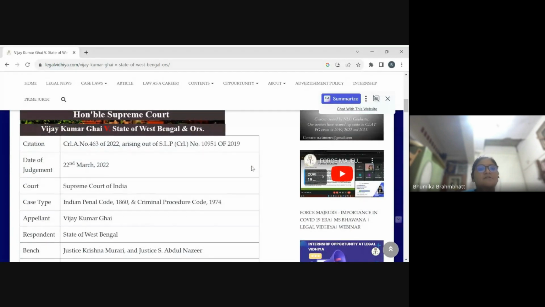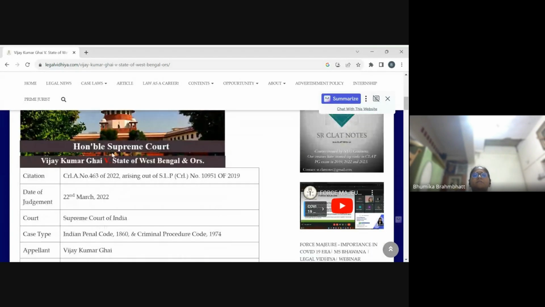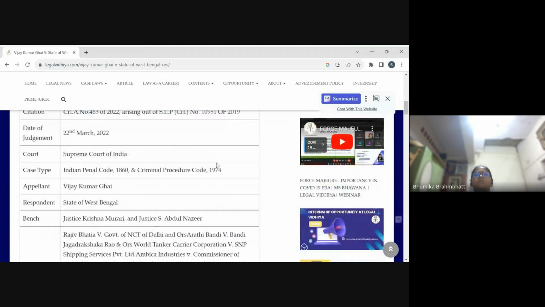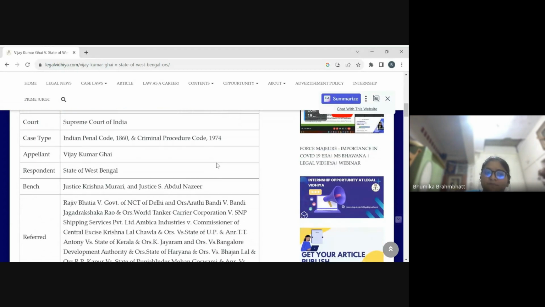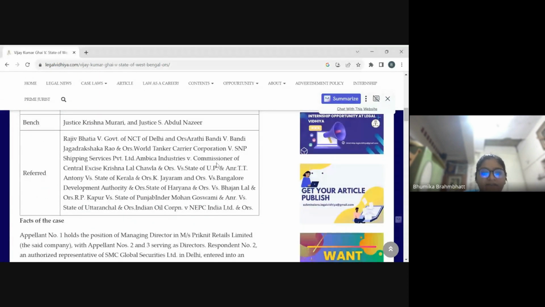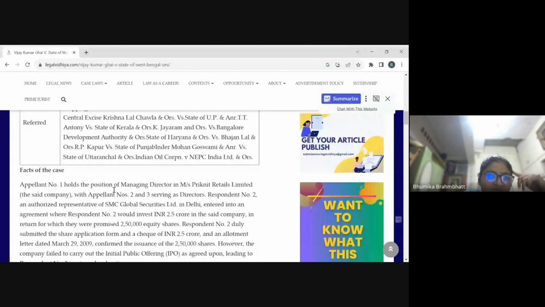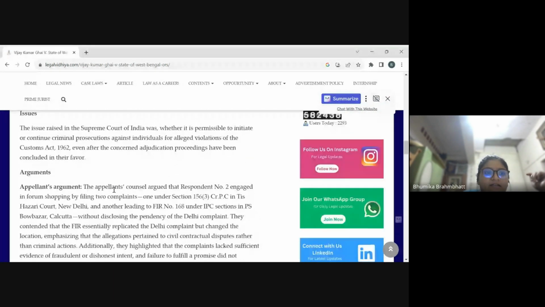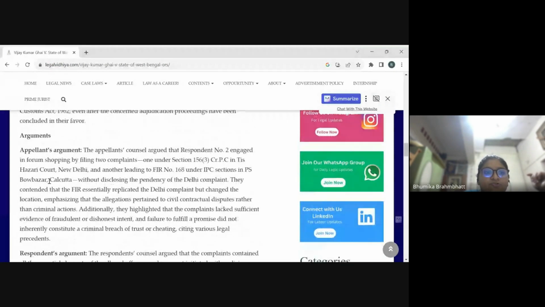You can see the first part is the title of the case allotted to you. Then there is a citation, date of judgment, court, case type, appellant, respondent, bench, reference. By the reference only, we can get a number of things. You can see that a number of things are involved in the record, right? Then comes the part of the facts of the case. Then issues, arguments. You should provide arguments in this way, appellant argument, which makes it easy for the reader to understand.